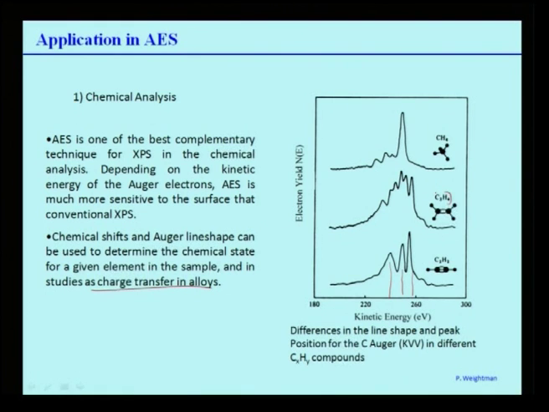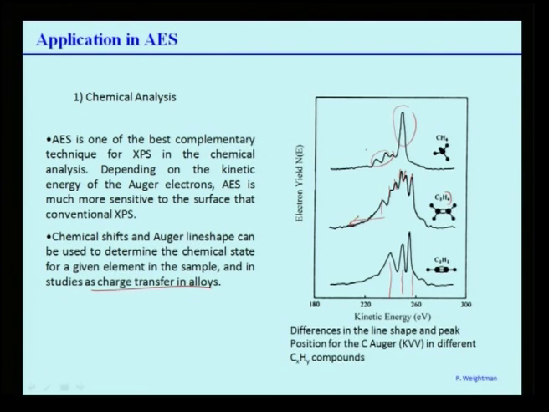But if you go to C2H4, that is ethylene, where there is a double bond, you can clearly see this peak splits: 1, 2, 3, 4, 5, 6. Not only that, the positions of the peaks have also shifted a little to the left side, that is, to lower kinetic energies. Now if I go to CH4, that is methane, I can clearly see one big strong peak visible and other very small peaks.